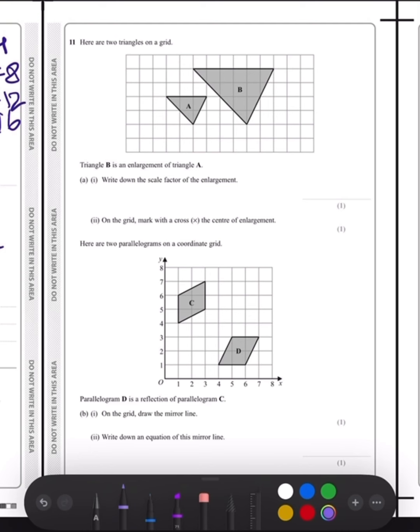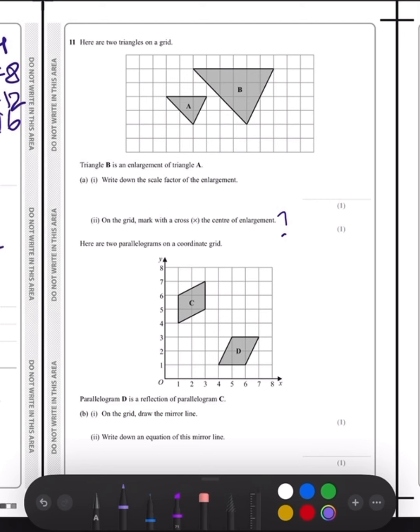Okay, so this question is done. Now we're on the second part. On the grid, mark with a cross the center of enlargement. Right, so what do we basically do here now? What does the center of enlargement mean? Center of enlargement basically means the midpoint where they change their shapes into a bigger version of themselves. That is the center of enlargement.